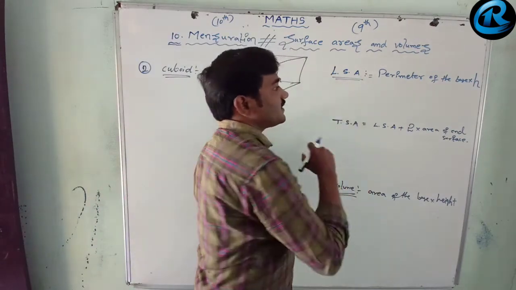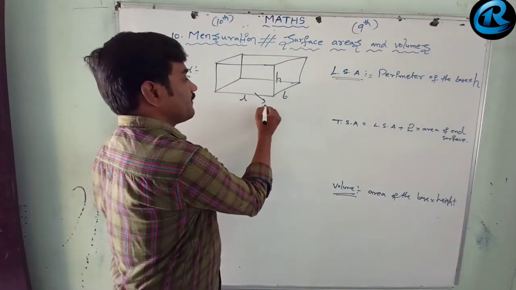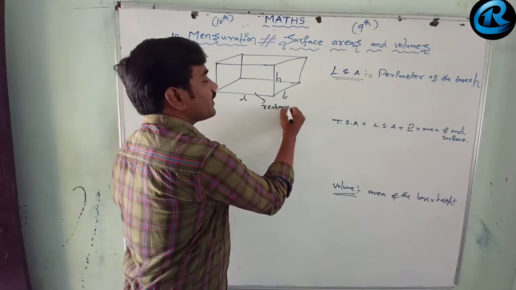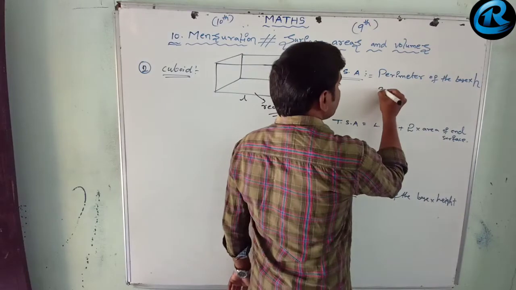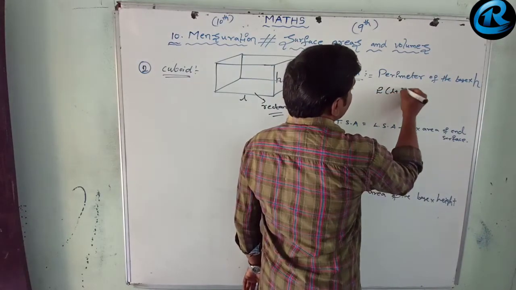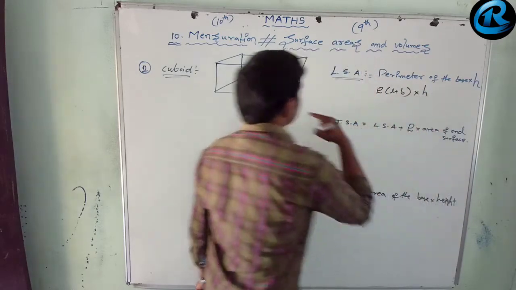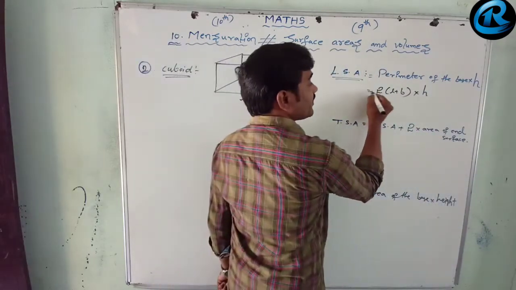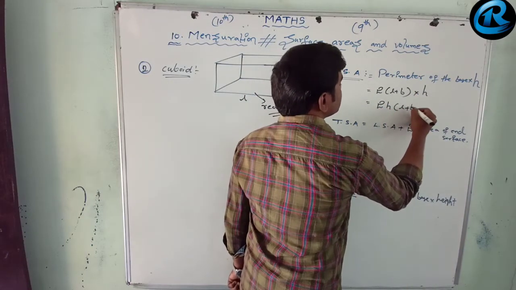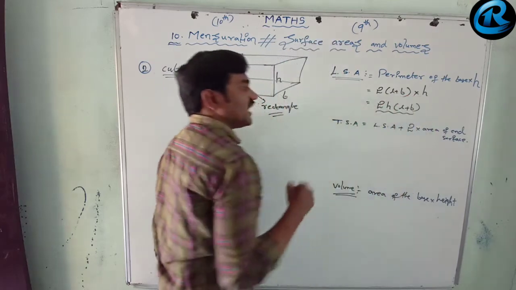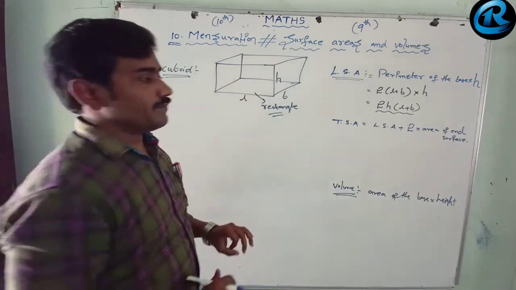So, the lateral surface area formula is perimeter of the base into height. The base is in the shape of a rectangle. So the perimeter of a rectangle formula is 2 into (L plus B), into height. Height is nothing but H. So I will write 2H of (L plus B). This is the formula of the lateral surface area of the cuboid.